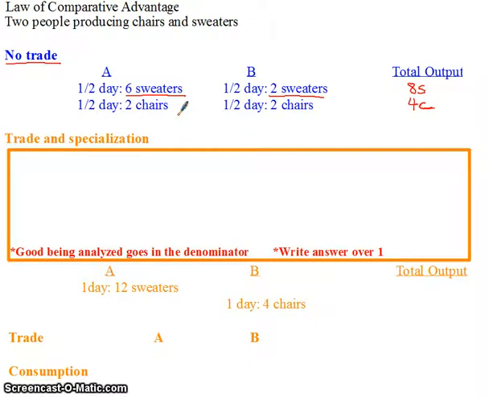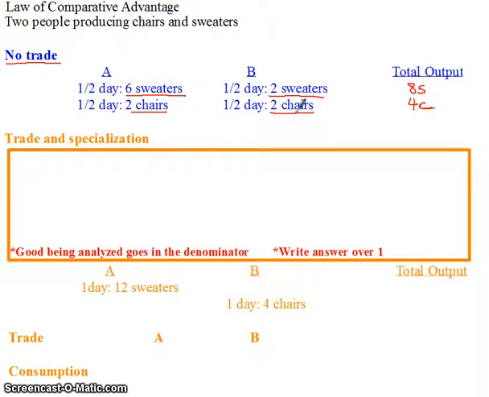And then what about the absolute advantage in making chairs? Well, A can make 2 chairs in half a day. B can make 2 chairs in half a day. So we would say nobody has the absolute advantage. They have equal ability to make chairs.